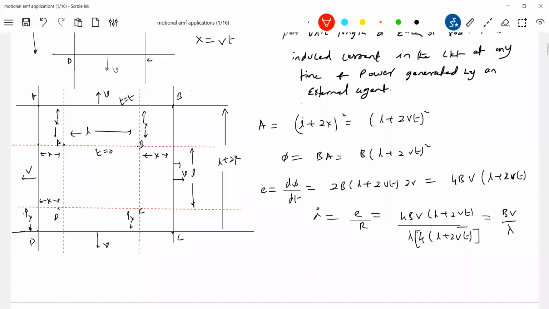And the direction of the induced current? B bar is into the plane, and the flux is increasing, so d phi by dt is positive. The EMF induced is positive, so the current should flow anti-clockwise.